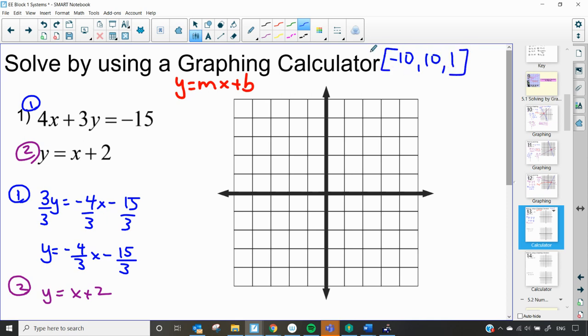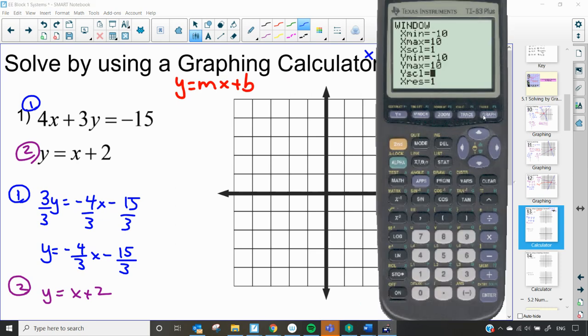So that would be your x values, and then our y values would be negative 10 to 10 going up by 1. So if you see something written like this, those are just indicating your window settings. All right, so now we have these functions graphed on our calculator. We can certainly graph by hand to verify that.